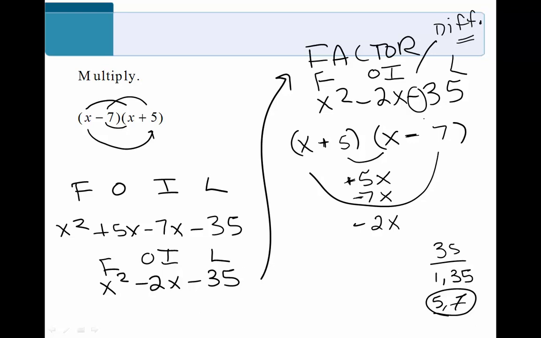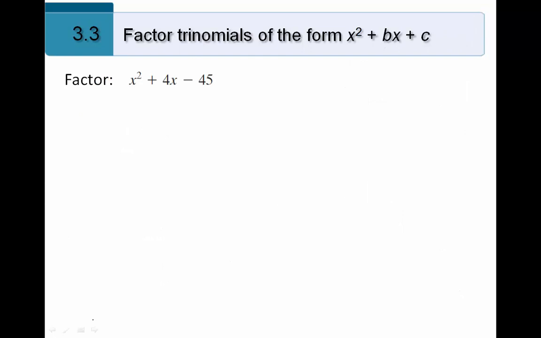So now let's try some new problems. I know you're probably ready to move on. But I think it was helpful to go ahead and show you the multiplication and then work backwards so that you can understand factoring a little better. Okay, so x squared plus 4x minus 45. First thing, notice this is a negative. So when we go to factor, our signs down below are going to be different.